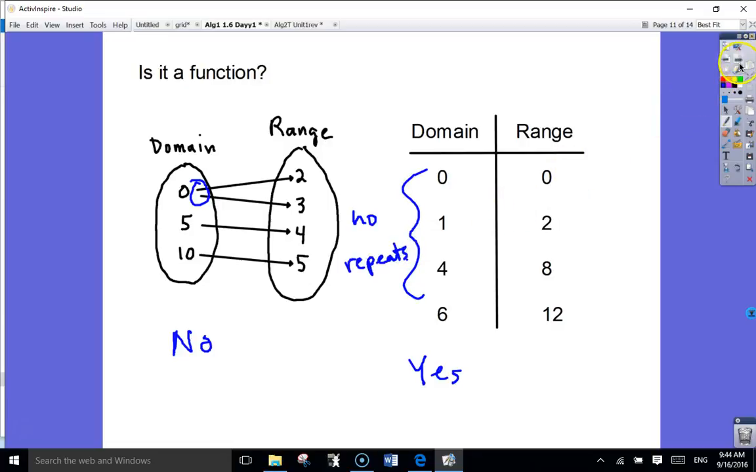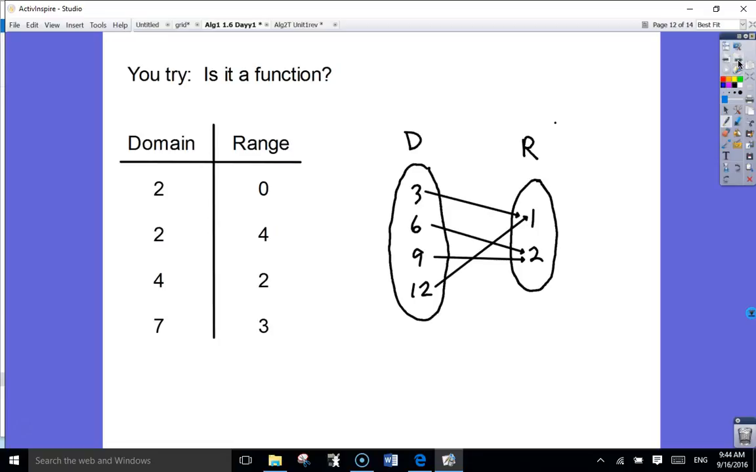Okay, I think I've got one more. So then you do this one. This is the last slide. Is it a function or not? What do you say, John? No, because the 2 is repeated. Okay, so this one is a no because of that. Who wants to handle the next one? Somebody did. Mike. Okay, so you say this is a yes, right? Because there's only one arrow from all the domains.